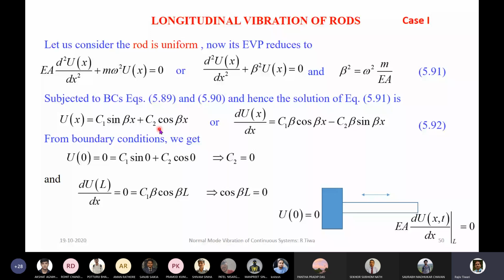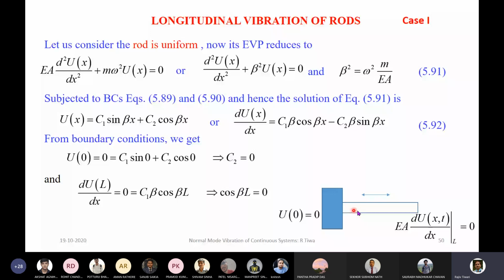Beta also cannot be 0. If beta is 0, then the natural frequency will be 0. But a fixed support is there, so that is not possible. So the only possibility is the last term, cos beta L equal to 0. So this is the frequency equation for the axial rod case with the uniform cross section and the uniform mass distribution, and beta we have defined like this.